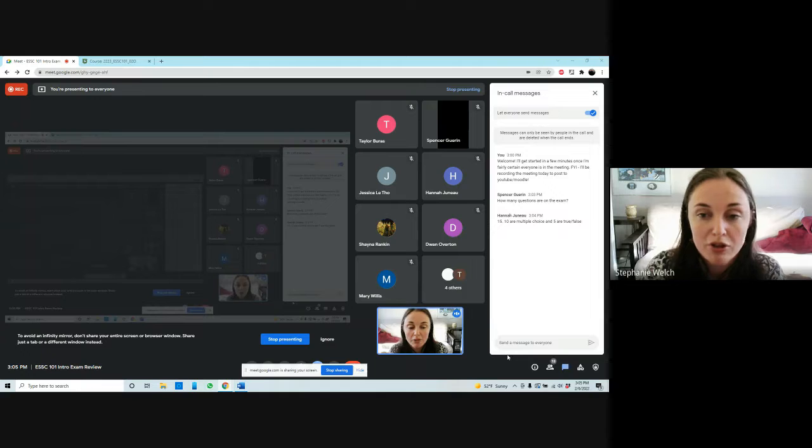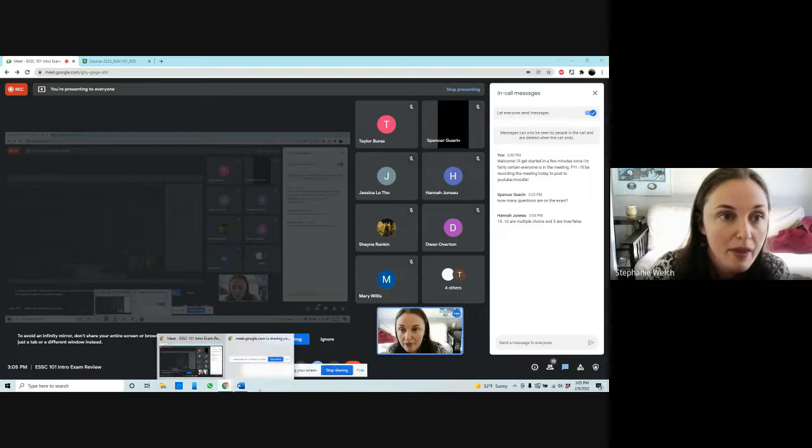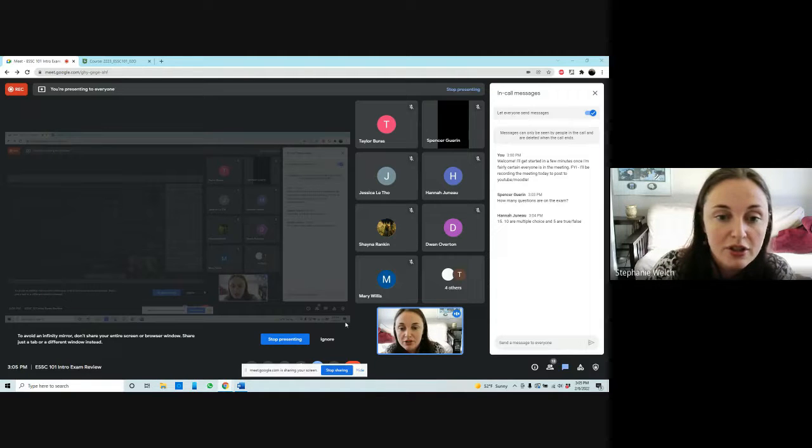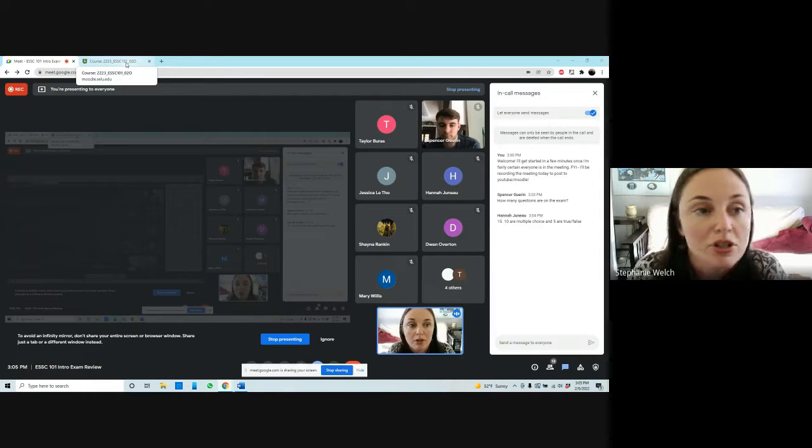Screens are optional. You can keep your cameras off or turn them on, whatever makes you more comfortable. I'm not fussy about that. Please also give me an indication if you're not seeing anything, or if it's not visible, and I can try to do some fixing. But I think we should have everything pretty much set up.